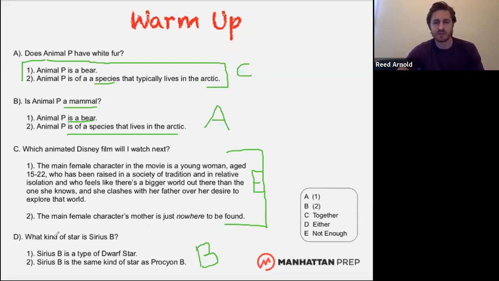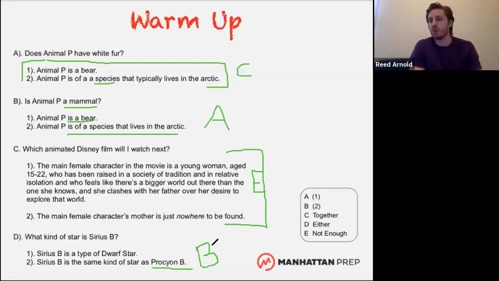So the biggest question right now is D, why is this answer B? And the problem is we don't know what kind of star Procyon B is, right? Like who here is an astronomer? Maybe someone does, but I sure didn't. I wouldn't expect you to. But it would be enough information to know. Like if I asked you, what kind of star is Sirius B? But you're not allowed to look up Sirius B. That's verboten. That's not the game. But I will tell you it's the same kind of star as Procyon B.